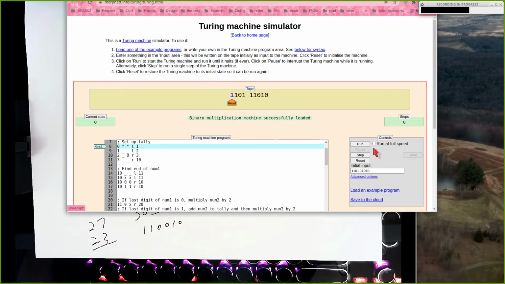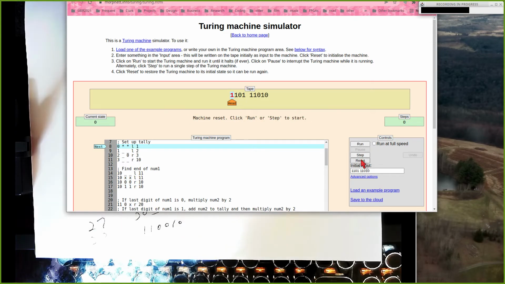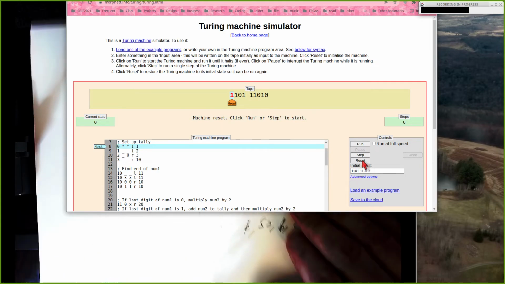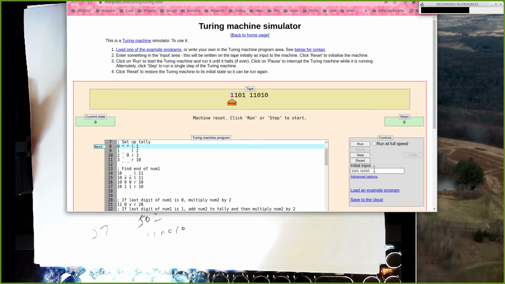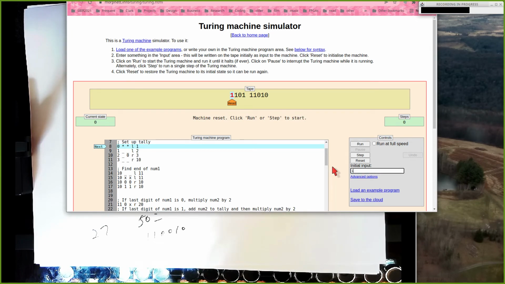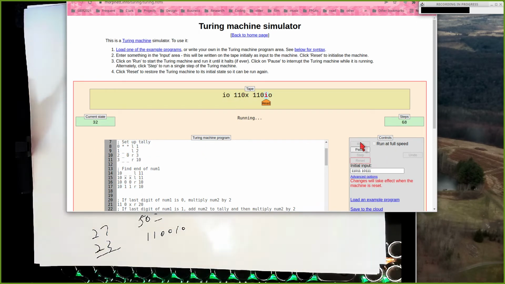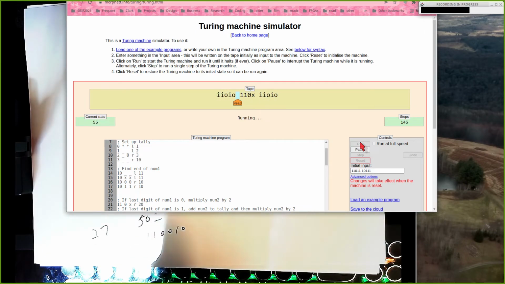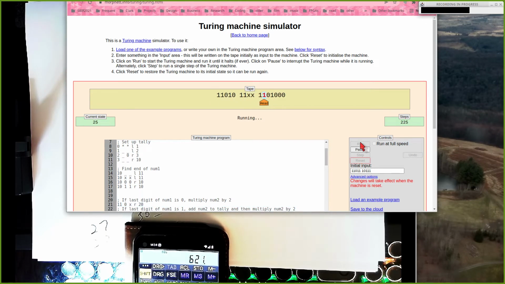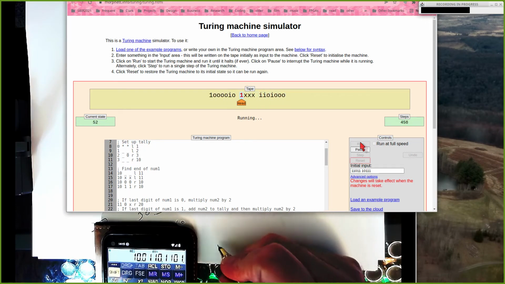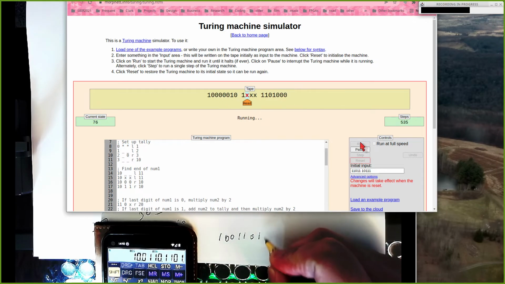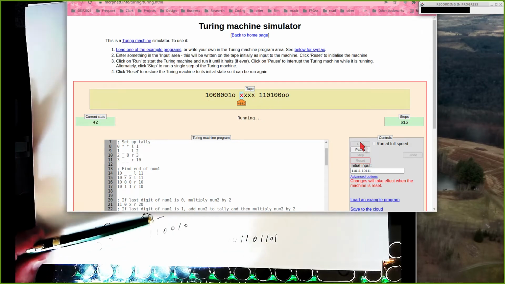So here's binary multiplication. So here's 27 and 23. Let's multiply those. And meanwhile, I'm going to calculate out 27 times 23, and I will put that into binary. So I should get 10011011101. And I'm going to have this thing run at full speed.